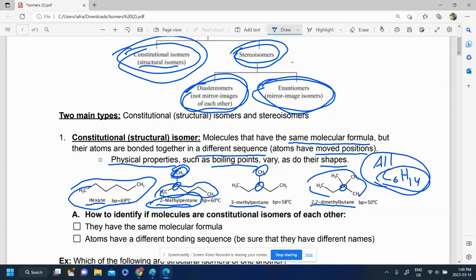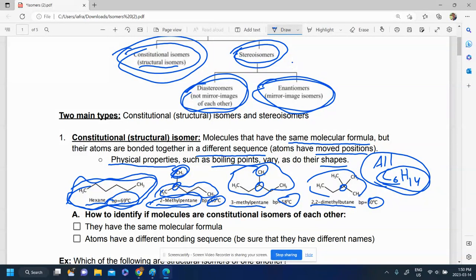Notice that even though they have the same molecular formulas, we have the atoms placed in different sequences in different areas in the molecule. We have different properties. Hexane has a boiling point of 69, whereas 2-methylpentane is 60, 3-methylpentane is 58, and then 2,2-dimethylbutane is 50. As you know from the first unit, because these are all hydrocarbons, non-polar, all they have is LDF, so the difference must be in the LDF, which is probably due to their shape. Remember, linear has more surface area for more LDF, whereas something that's less linear, more branched, has a little bit less surface area. And because there's less surface area, there's less LDF contact happening.